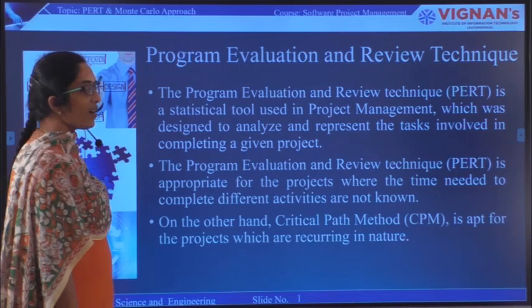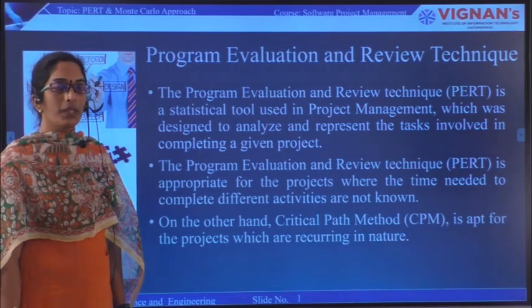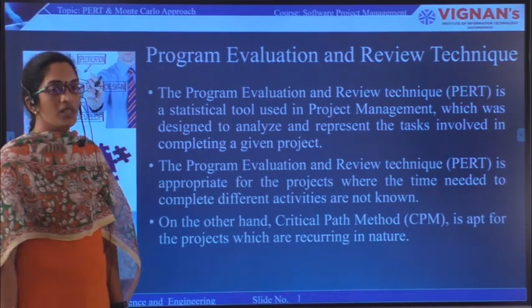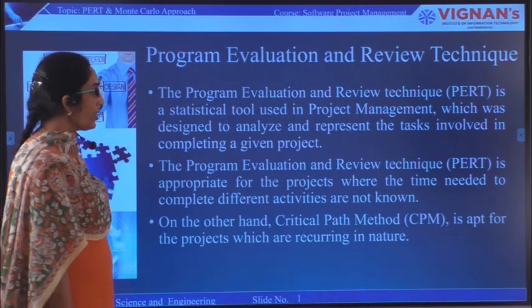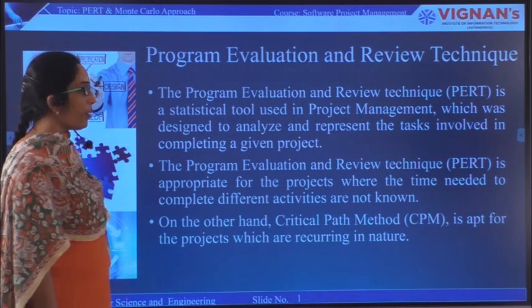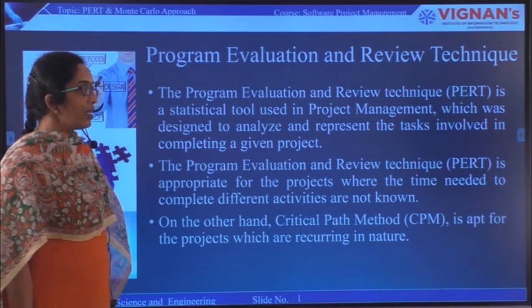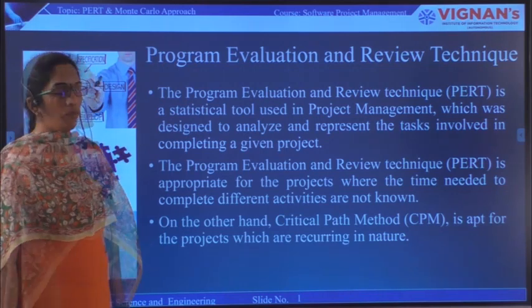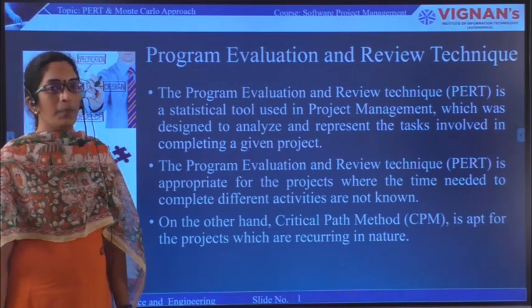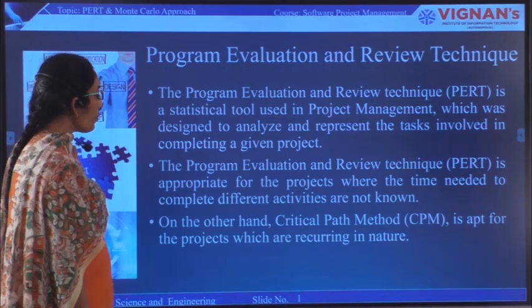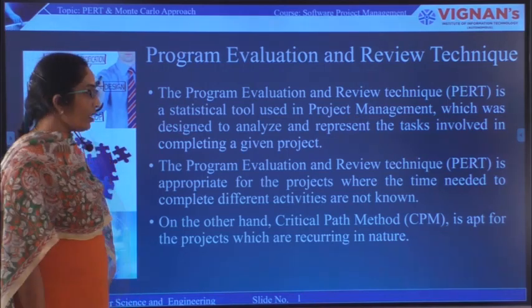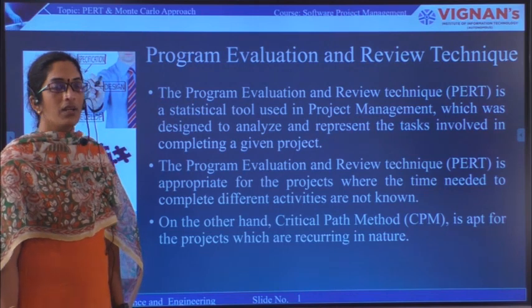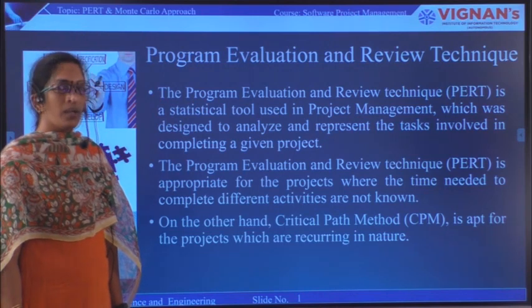PERT is appropriate for projects where the time needed to complete the different activities is not known. On the other hand, the critical path method is apt for projects which are recurring in nature, that means those which occur frequently.